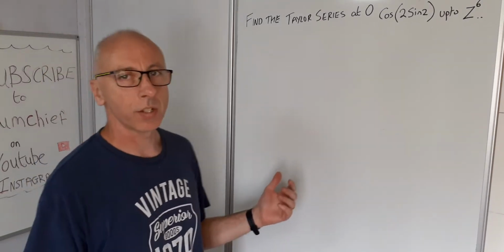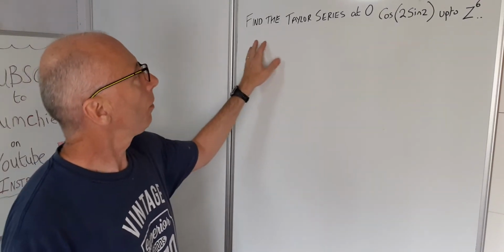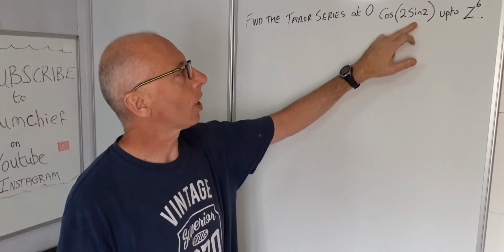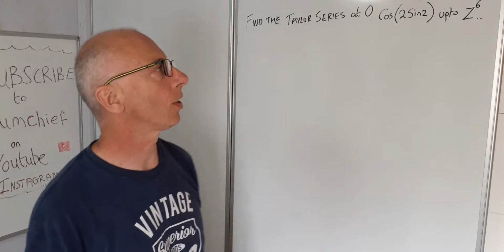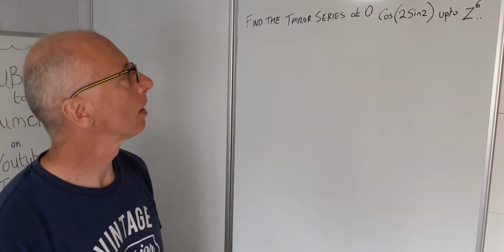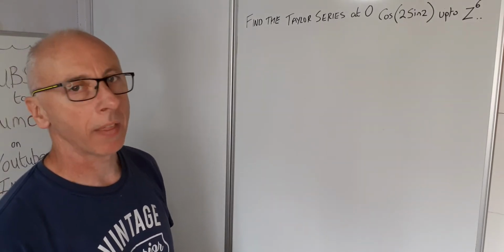Okay, so we're going to look for this Taylor series here. Find the Taylor series at 0 for cosine of 2 sine z up to and including the 6th term, so z to the power of 6. So how are we going to go about that?